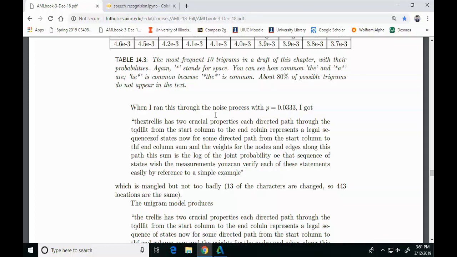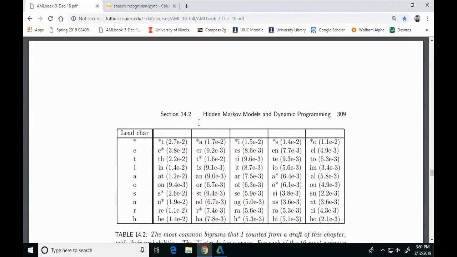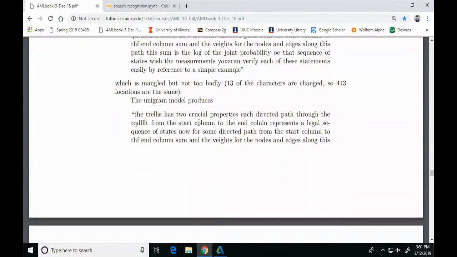Now, given that noise model, we can do inference and recover the most likely sequence that generated this. Again, we're trying to look for this original. The trellis has two crucial properties. Down here, we can look at the unigram model.